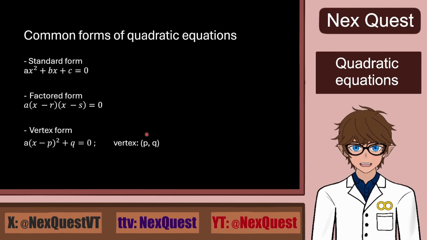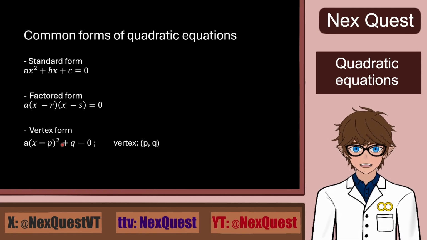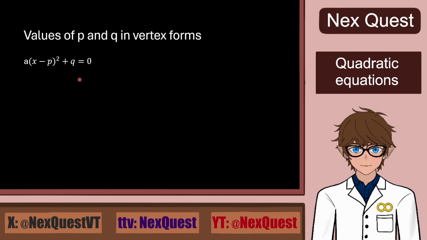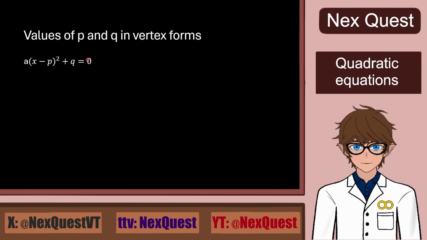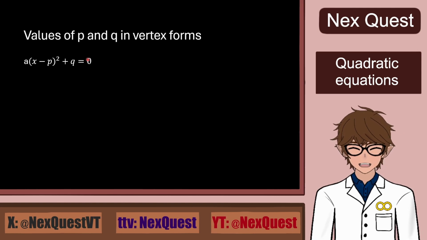Now let's see how to get this vertex form, like what P and Q are, because these are different constants. Of course, R and S are too, but we'll get to that in a second. First, P and Q in vertex form. We know that they are coordinates of the maximum/minimum point of the graph, but how do we get to them?